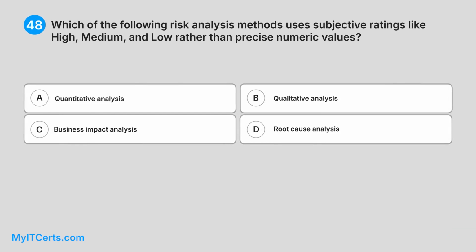48. Which of the following risk analysis methods uses subjective ratings like high, medium, and low rather than precise numeric values? A. Quantitative analysis. B. Qualitative analysis. C. Business impact analysis. D. Root cause analysis. Do you know the answer?